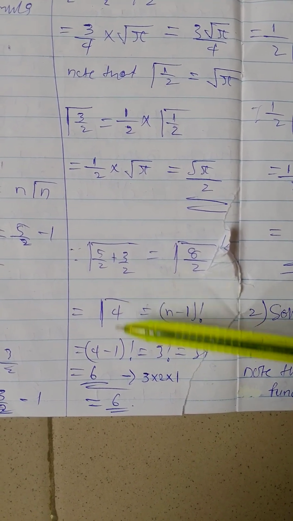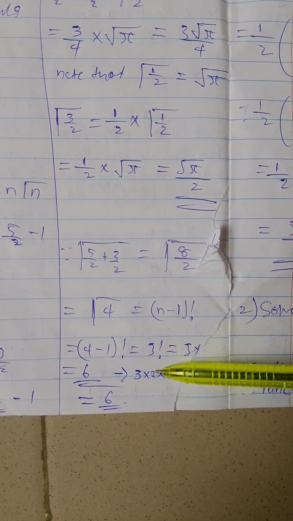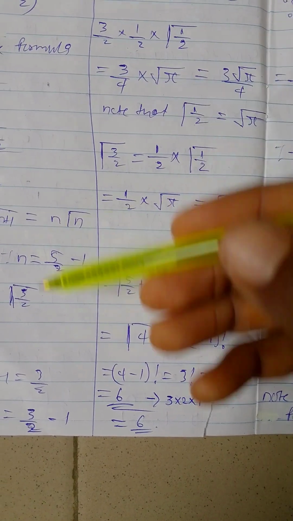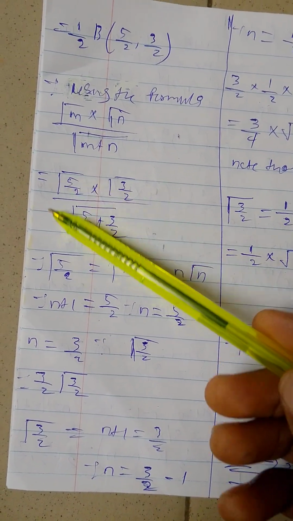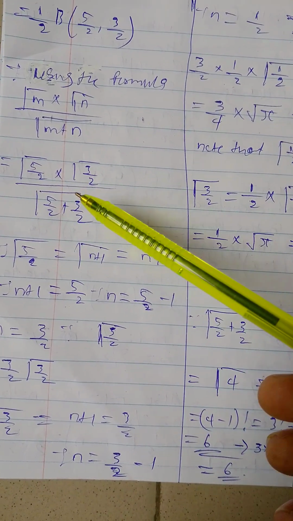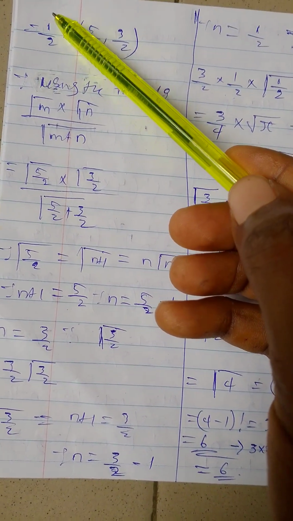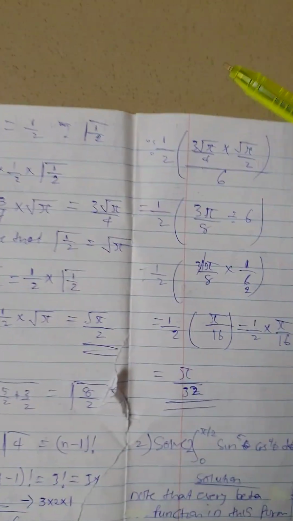Where n is 4, that becomes 4 minus 1 factorial, which is 3 factorial. I know that 3 factorial is 3 times 2 times 1, which is 6. Now therefore apply all the answers we got here. Remember this thing is still 1 over 2 times, so multiply everything here.